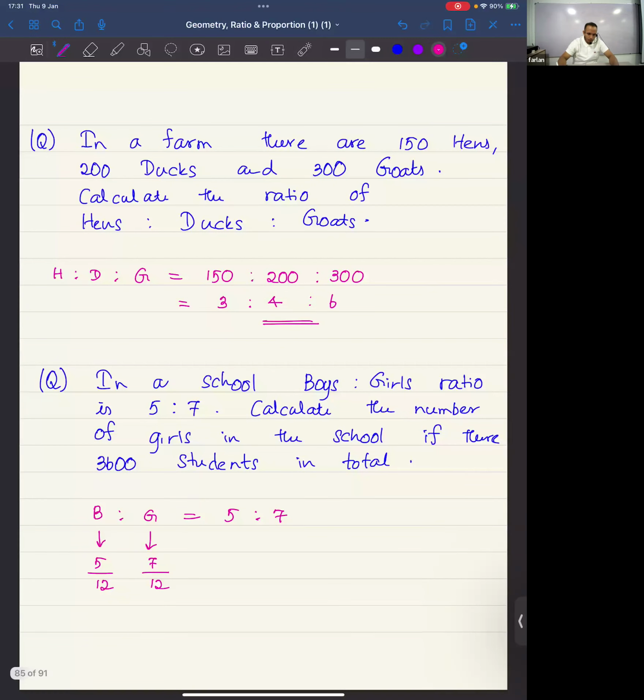Correct? So now the question is, calculate the number of girls in the school. So the number of girls in the school will be 3,600 into 7/12. That will be 2,100. Is that clear? Understood? Yes, sir. Right, to the next one.